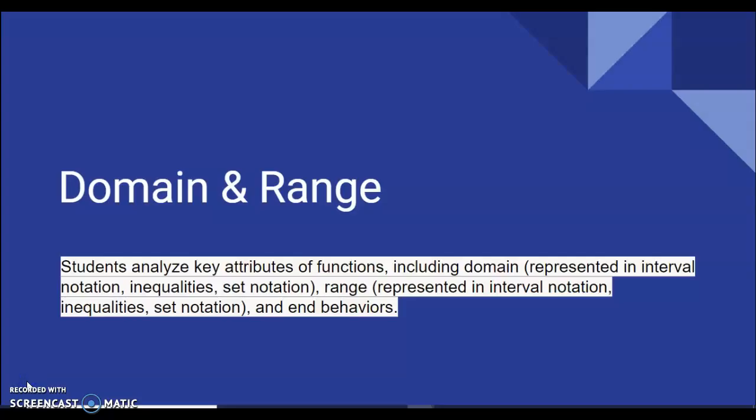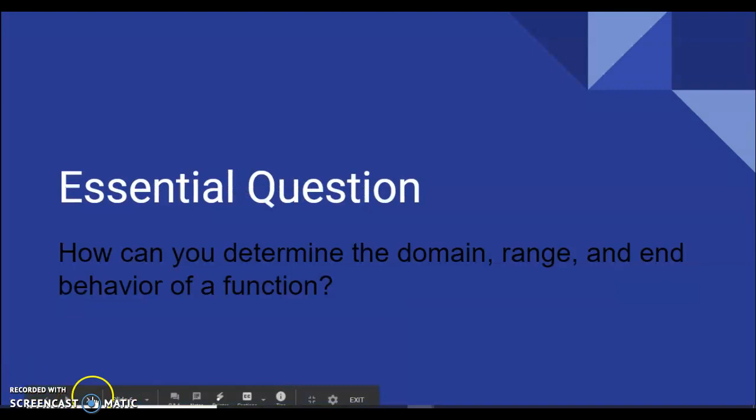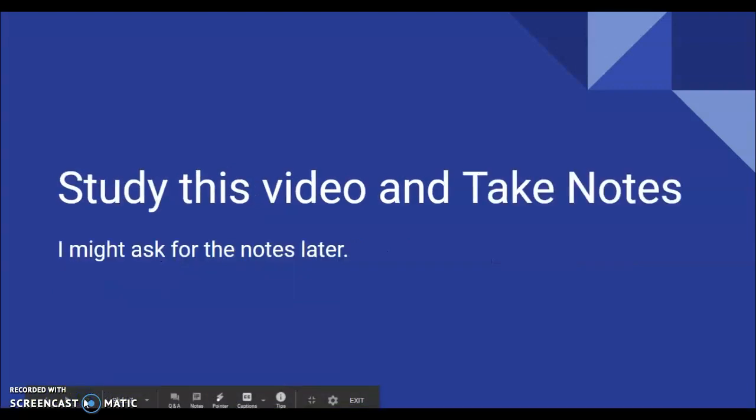Domain and range. Students analyze key attributes of functions, including domain, represented in interval notation, inequalities, and set notation. Range, represented in interval notation, inequality, and set notation, and also determine end behaviors. Example question: How can you determine domain, range, and end behavior of a function? Study this video and take notes.